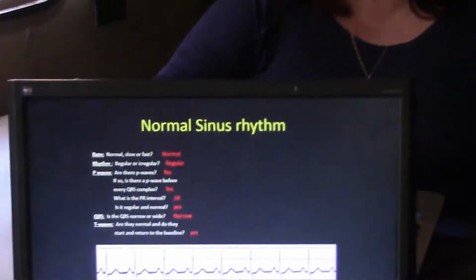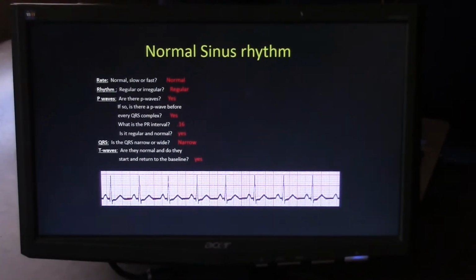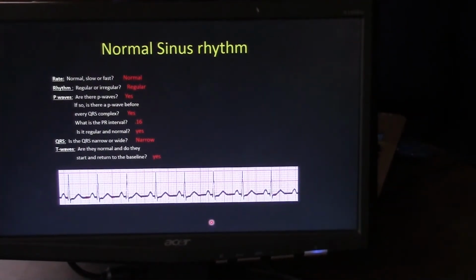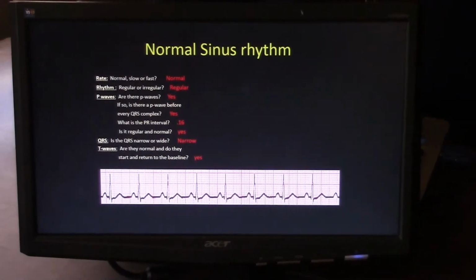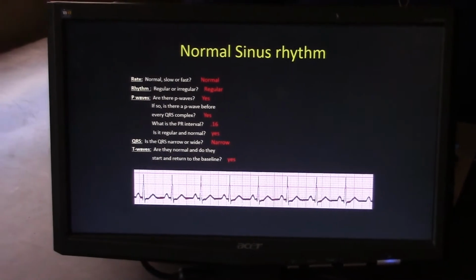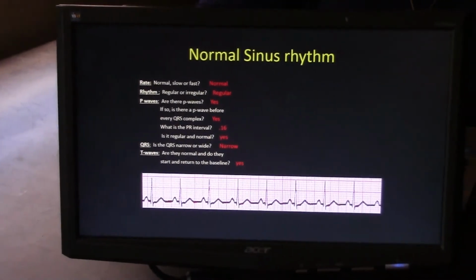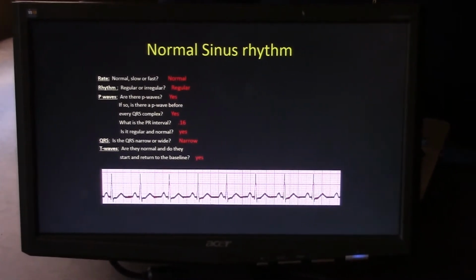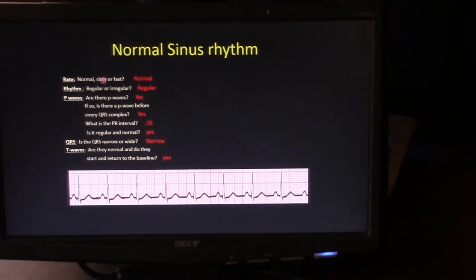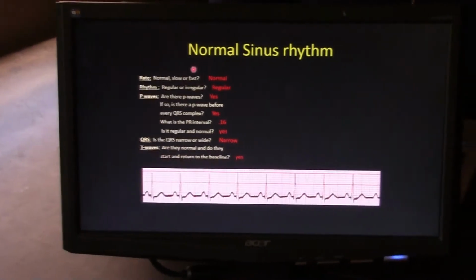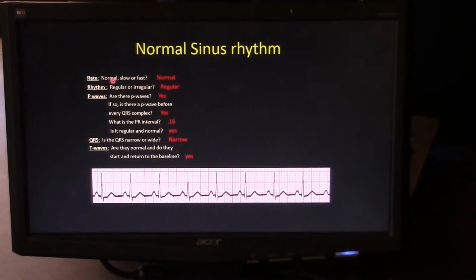Today we're going to talk about normal sinus rhythm and sinus dysrhythmias. We're going to talk about the normal intervals again, just like I left off in my first video, where we talked about the basic principles of electrical conduction in the heart. With normal sinus rhythm, we still use this formula for every rhythm. This is no exception. Is the rate normal, slow, or fast?